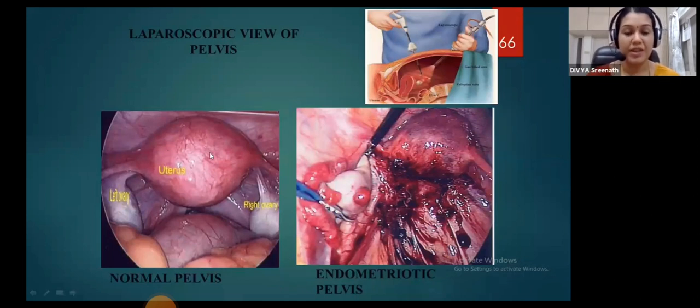Normal image, and this is a laparoscopic image of an endometriotic pelvis. You can see the severe endometriotic deposit is there. In the ovary also you can see this endometrioma. These are two endometriomas and severe adhesions in the pouch of Douglas. This patient may definitely have dyspareunia, that is pain during sexual intercourse, or even severe pain during menstruation.